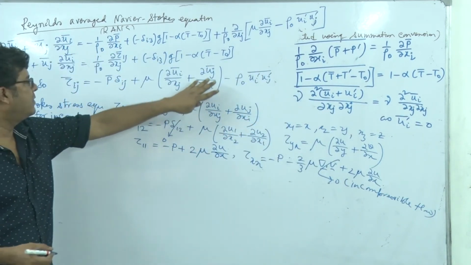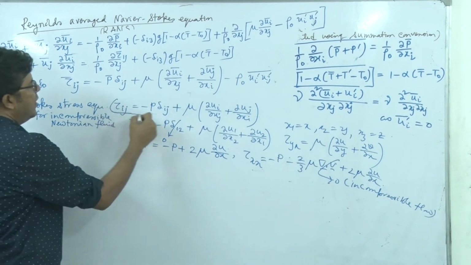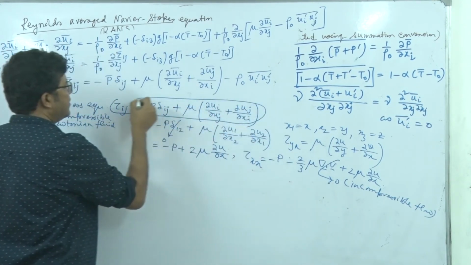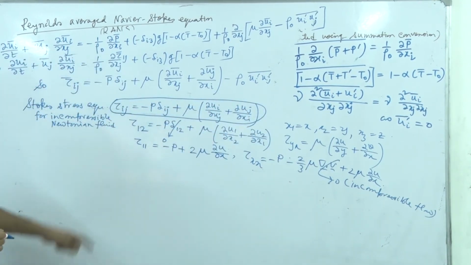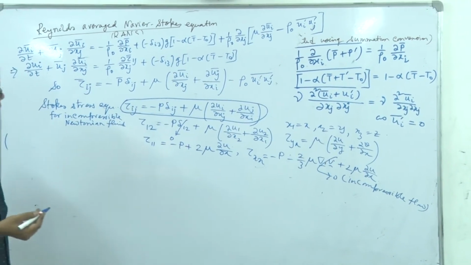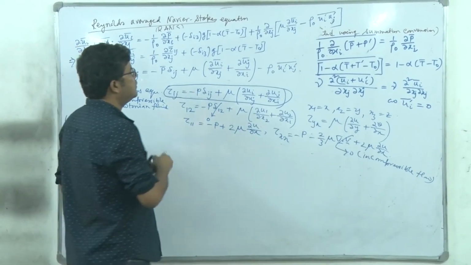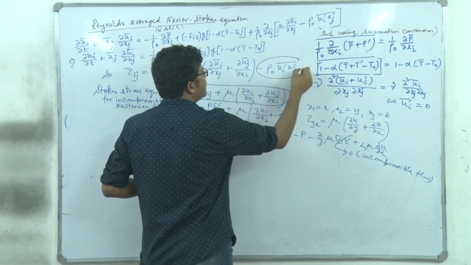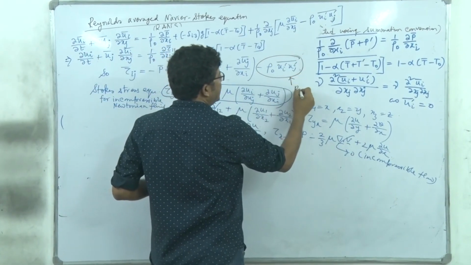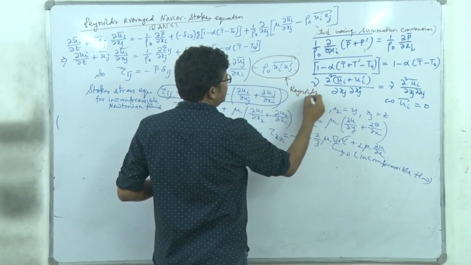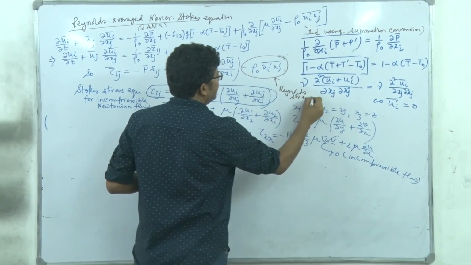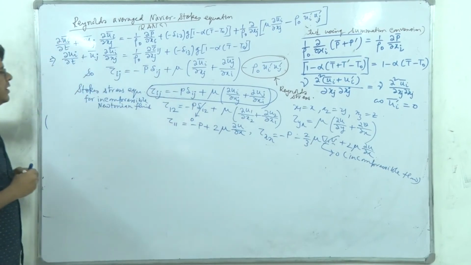So this is my general representation of Stokes stress equation. However, whenever we are going for average, the extra term evolves out. This, and this is called Reynolds stress. Okay, this is called the Reynolds stress.